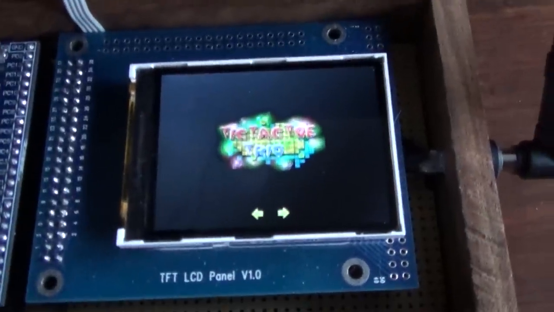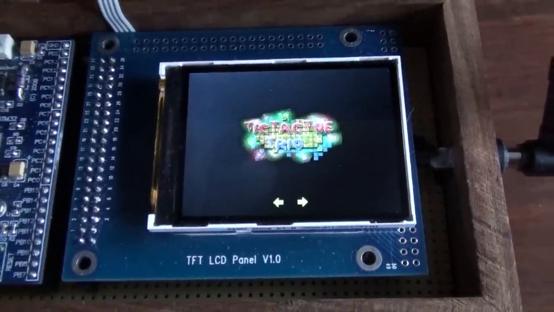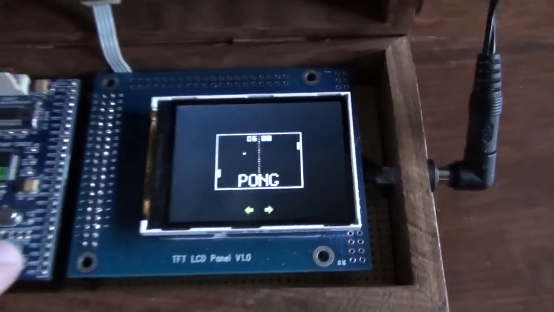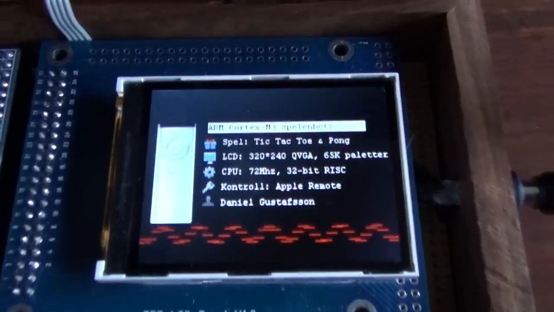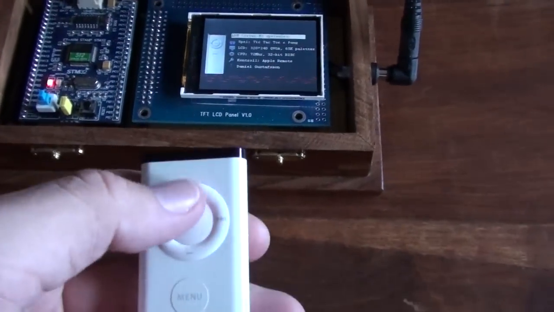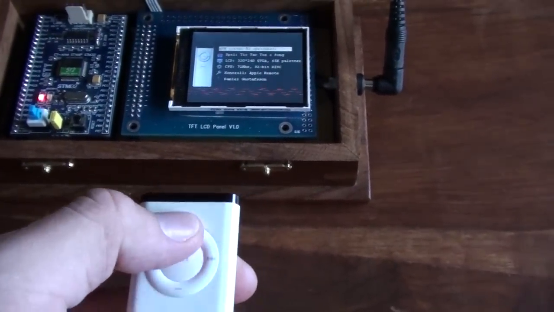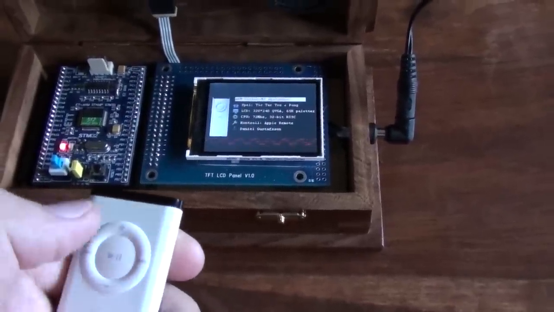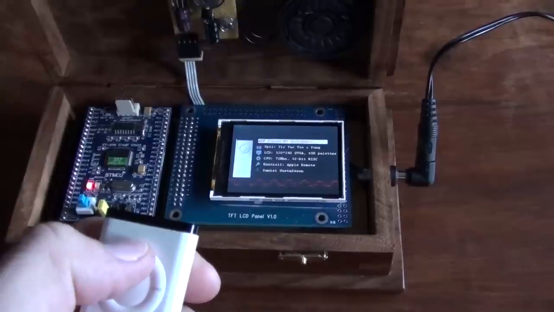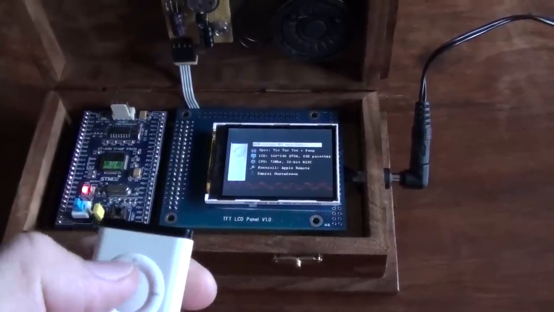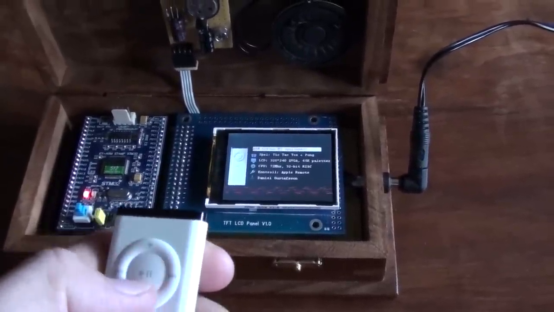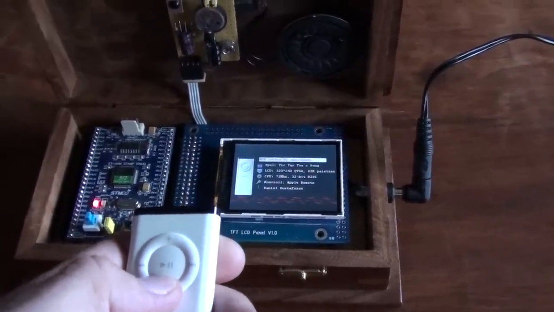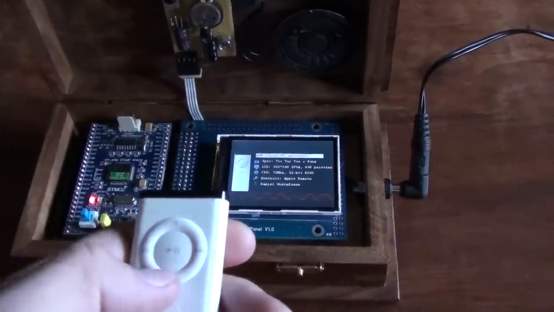So this was the small game console. Tic-tac-toe and Pong. Let's reset the device again. And as you can see, we can turn off the music. We can make it higher. And lower. To be the highest.